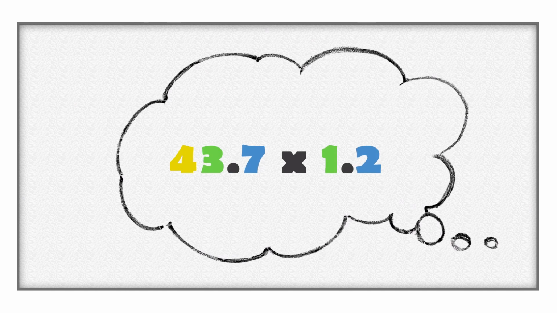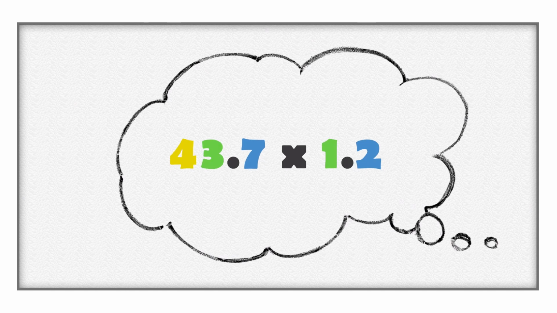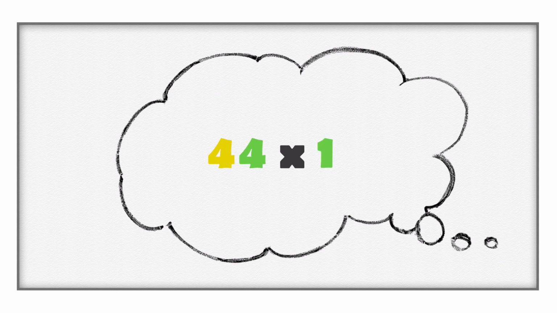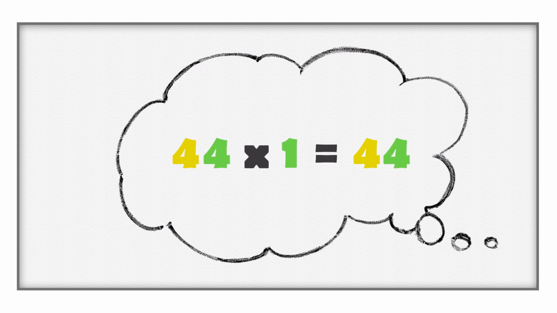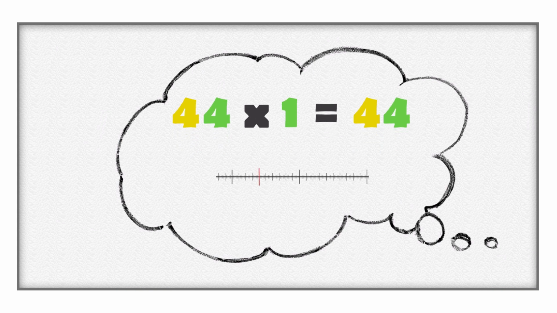Here is another example. 43 and 7/10ths multiplied with 1 and 2/10ths. Use estimation to predict the product of the two decimal values. 43 and 7/10ths is close to 44. 1 and 2/10ths is close to 1. One estimate is 44. 1 and 2/10ths is more than 1, so a better estimate is more than 44.